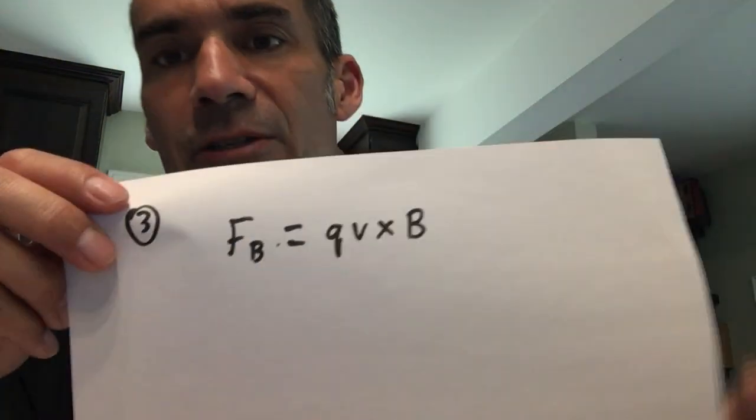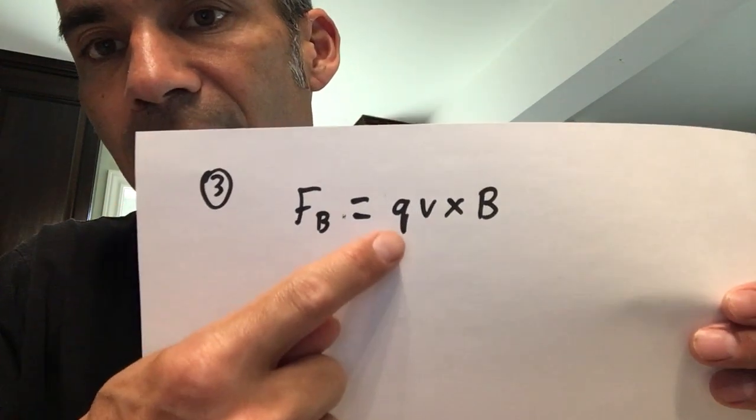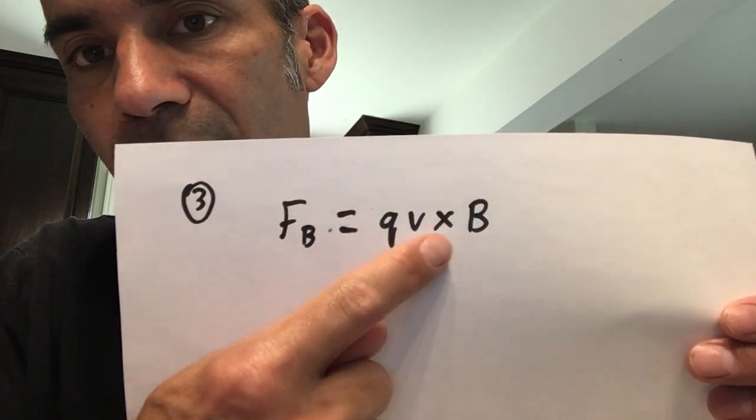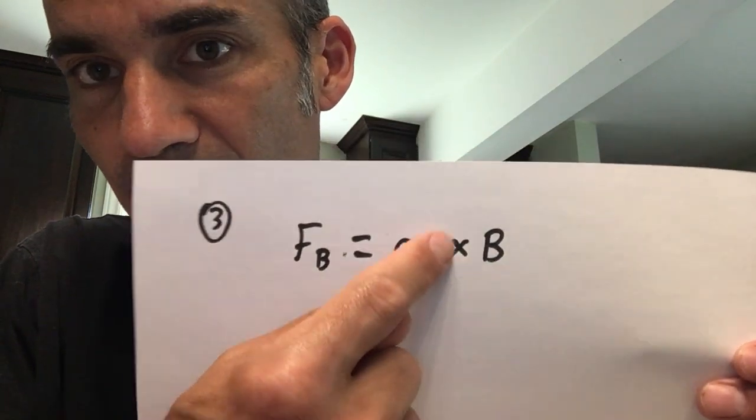So the third equation you need is that the force due to the magnetic field is the charge times its speed multiplied by the magnetic field. Now, that means cross product, that cross.